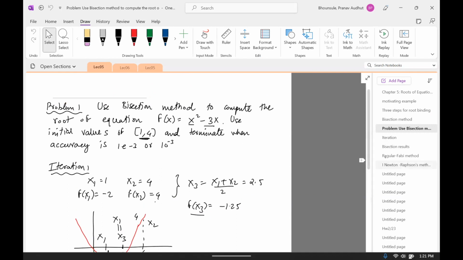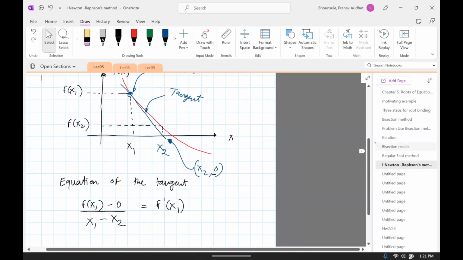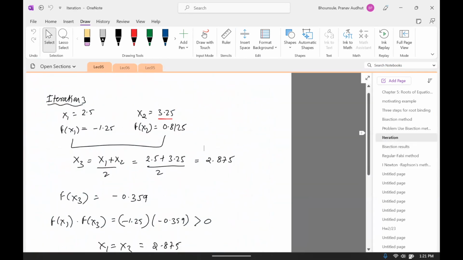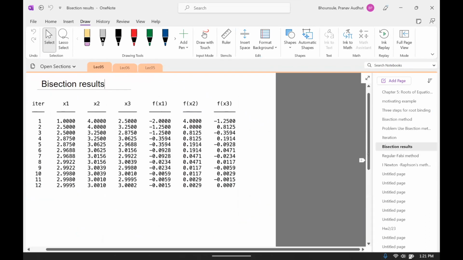And I think I posted the solution. I'm just trying to see if I posted. Yeah. So this was how fast the bisection method converged. It took 12 iterations to get 3 places of accuracy. Let's see how Newton-Raphson does compared to this.